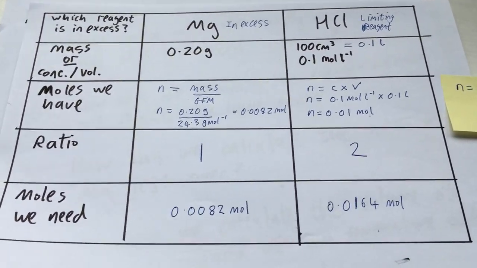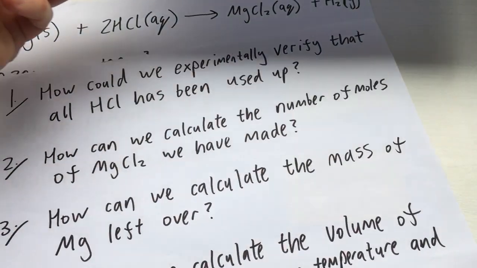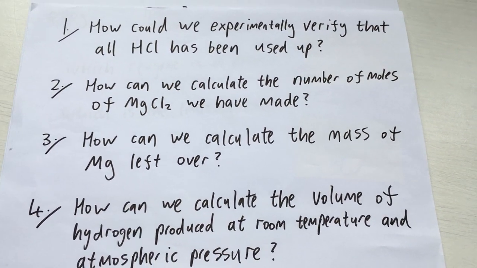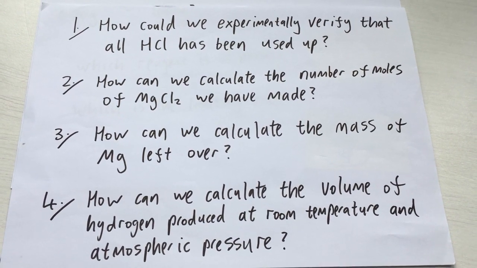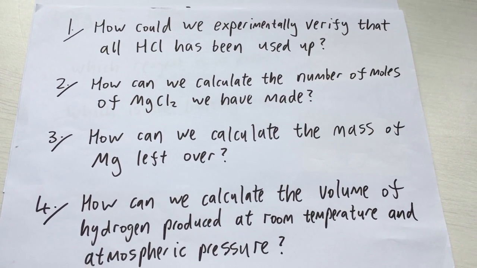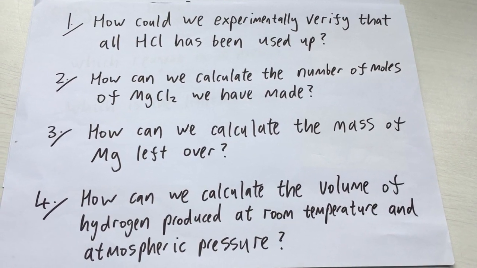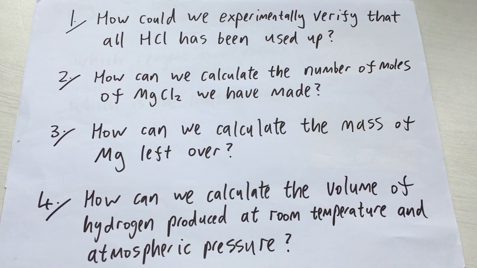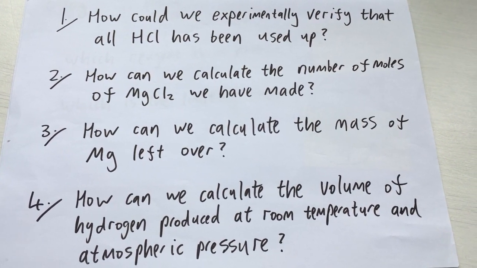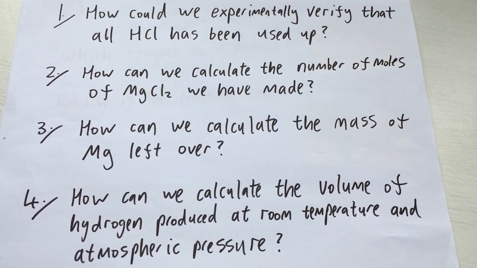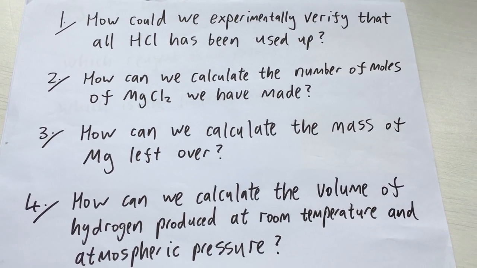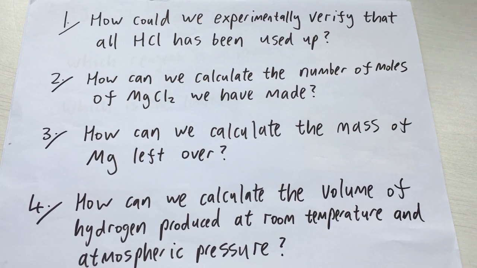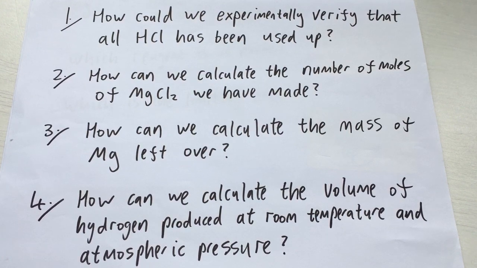So that's that. Now, just something to think about. There's a few questions here that could be asked as extensions to this. That's not the only kind of thing that could be checked. How could we experimentally verify that all the hydrochloric acid has been used up in the reaction? We did that calculation, but is there any quick check that we could do if we were reacting magnesium with hydrochloric acid, just to check that all the hydrochloric acid's been used up?